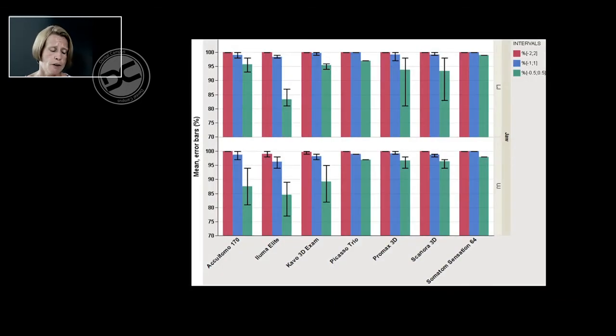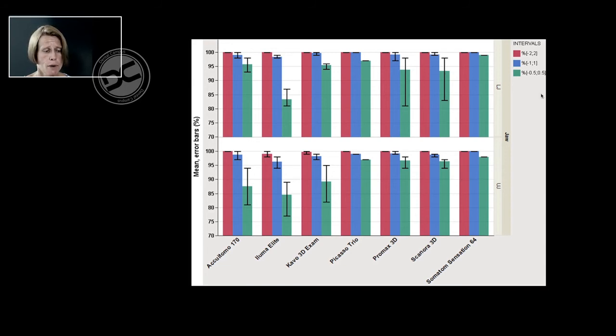This is another graph illustrating what we mean. Here you see actually the red bars representing the scoring and the accuracy of the models in the 2 millimeter error range. And then you see that for the various machines tested, both for the lower jaw and the upper jaw, you can obtain 100% accuracy with all machines.